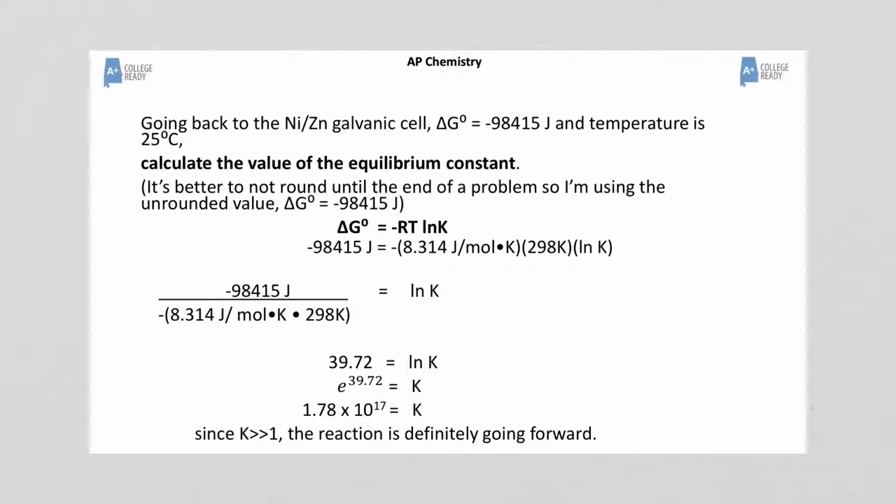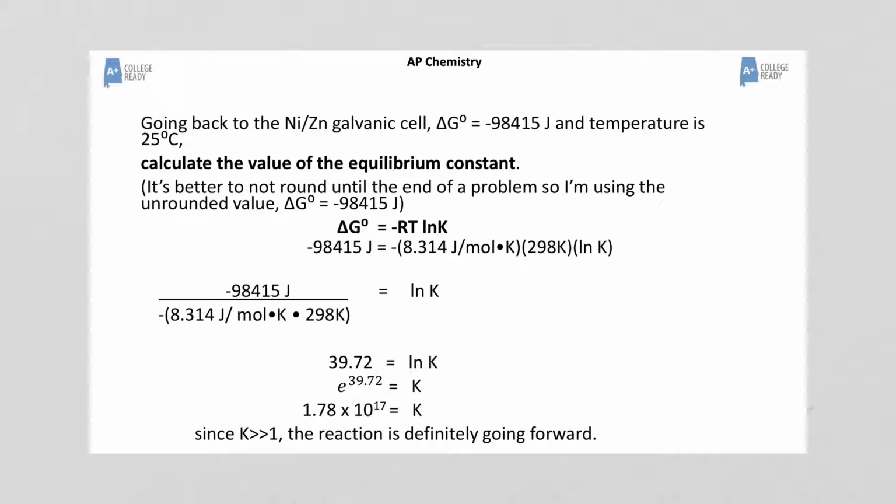If you look at your calculator, you'll notice right above the ln button is e to the x. What we're doing is we're taking this value out of this natural log. So the way you would type this into your calculator is you would hit second ln, and then that e with the flashing x would pop up. You would insert your 39.72, hit equals. Now we have the value of K, 1.78 times 10 to the 17th.